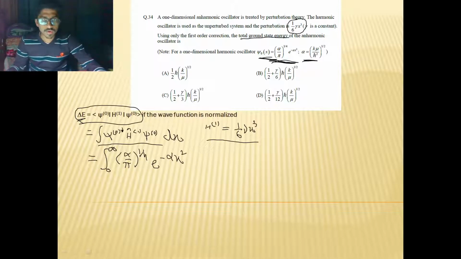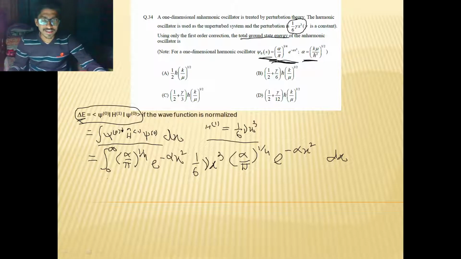And what is the first order perturbed Hamiltonian? The perturbed Hamiltonian is 1 upon 6 into gamma into x cube. And what is psi 0? Psi 0 again, alpha upon pi to the power 1 by 4 into e to the power minus alpha x square, and dx. See how we can solve this integral.